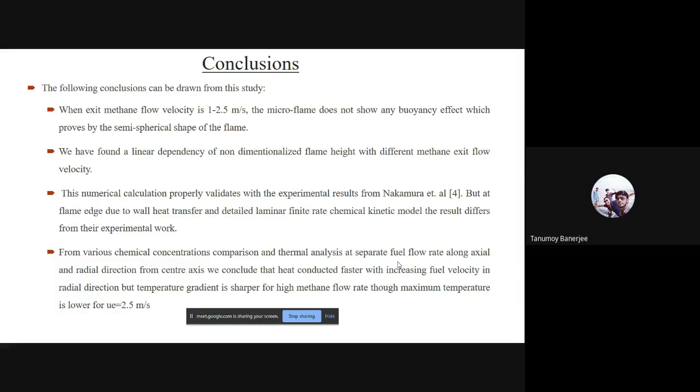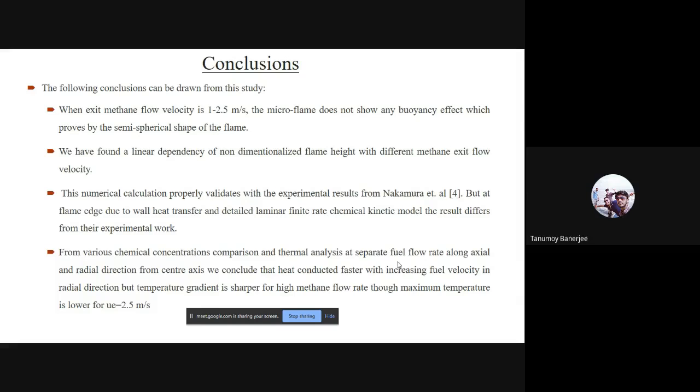The numerical calculation properly validates with the experimental results of the Nakamura paper, but there is some discontinuity with the paper work, because they considered some higher order chemical kinetic model, but we have considered one step methane air mixture, so there is some discontinuity at the flame edge.